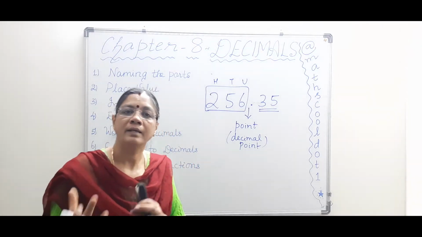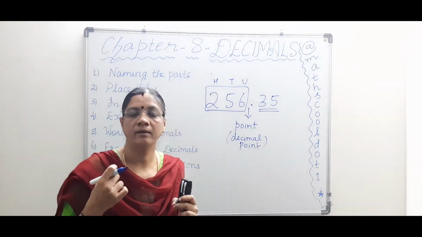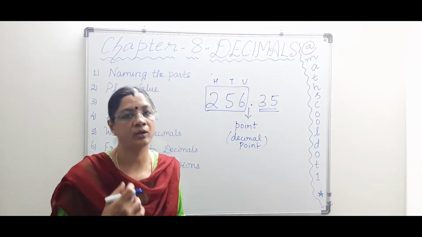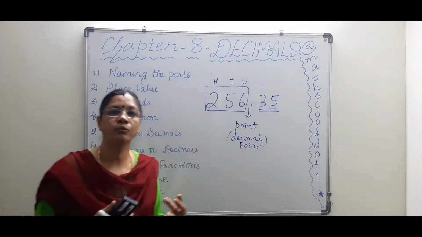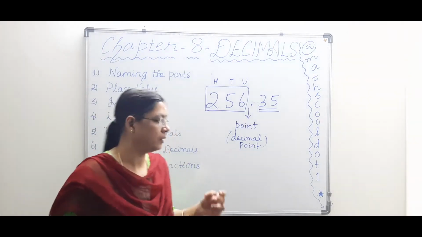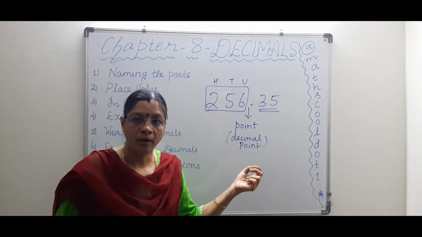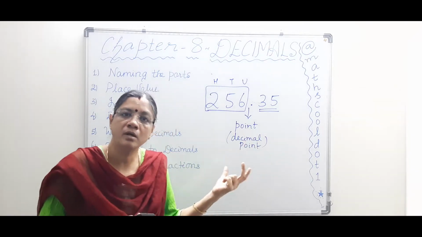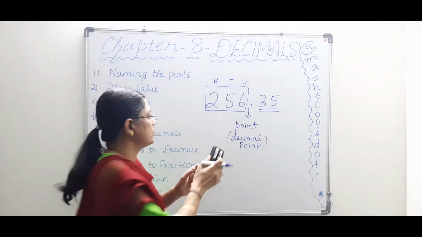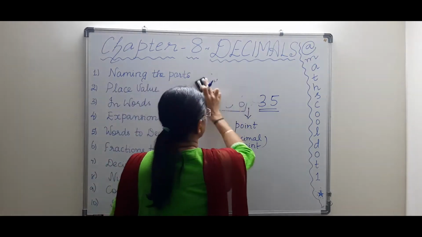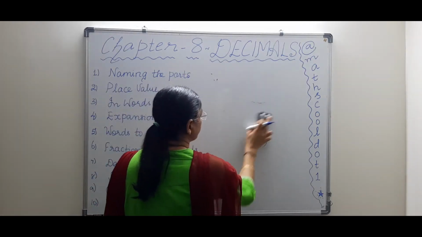Okay, so now let's go into the detail and we'll know about the place value of the decimal numbers. So here I have just told you how to read a decimal number, 256.35. So that is how this number is called. So I have introduced you to a decimal number. So now we'll move on to the next thing, which is the place value.